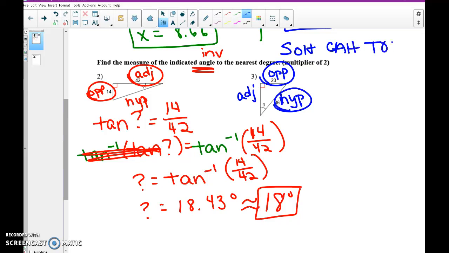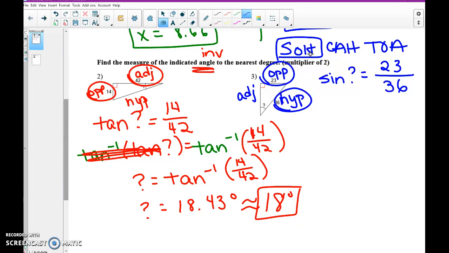Some old horse caught a horse taking oats away. Opposite hypotenuse makes it go to sine. So sine of the question mark equals 23/36. Yes, it has to go in this order because it's opposite over hypotenuse.